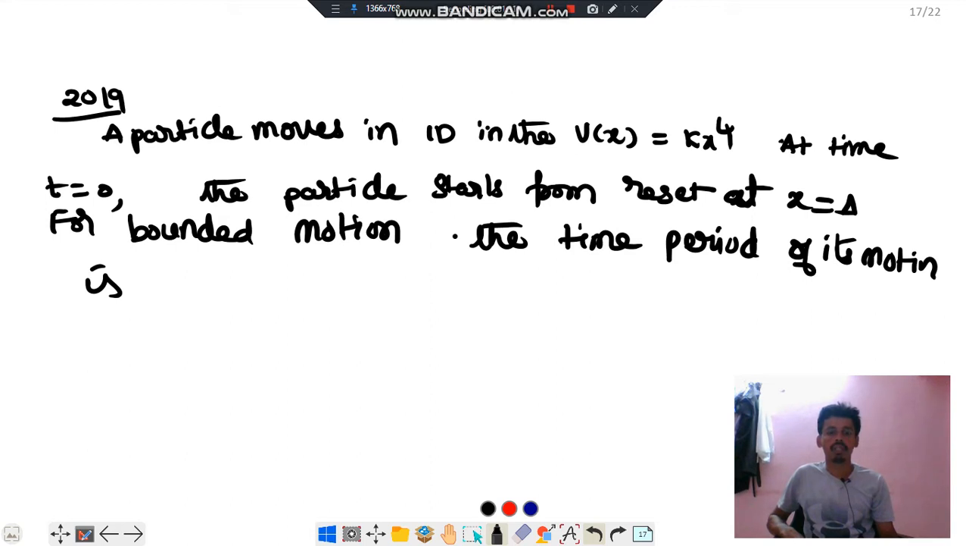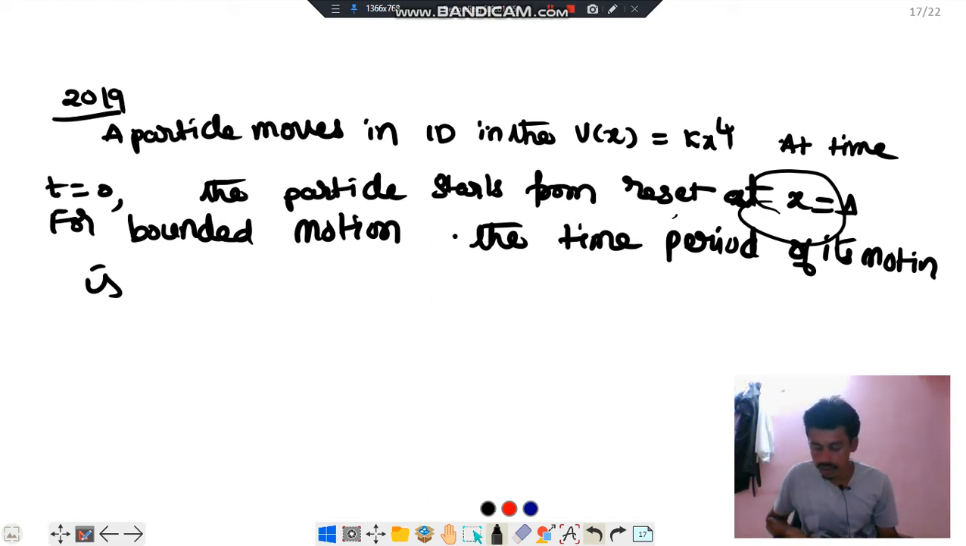I will explain. The particle moves in a 1D box in the potential V of x equal to k x power 4. At time t equal to 0, the particle starts from rest at x equal to a. This is important, x is equal to a. For a bounded motion, find the time period of its motion.